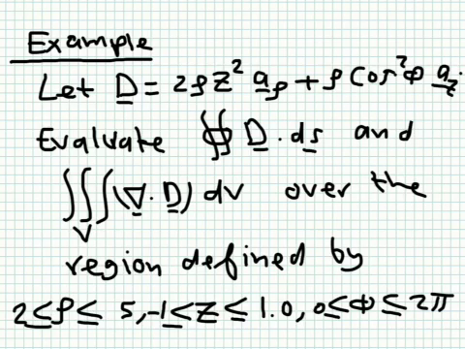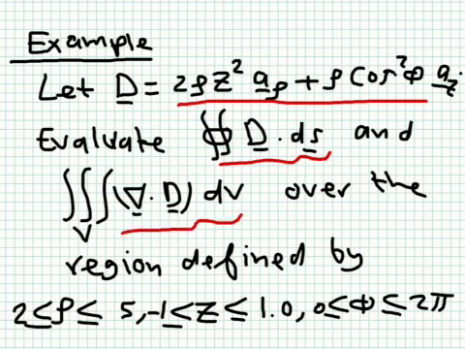To illustrate the divergence theorem, we'll consider this example, which is done here in cylindrical coordinates. So we have a vector D. It has two components, a rho and a z, as shown here. And we would like to calculate first the surface integral over the closed surface, and then the divergence over the volume enclosed, and this is over the region defined by rho between 2 and 5, z between -1 and 1, and phi between 0 and 2 pi. So it's a cylindrical shell surrounded by the cylinders rho equal to 2 and rho equal to 5, and z between -1 and 1.